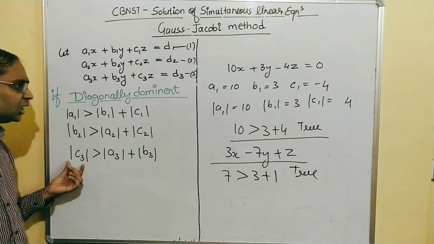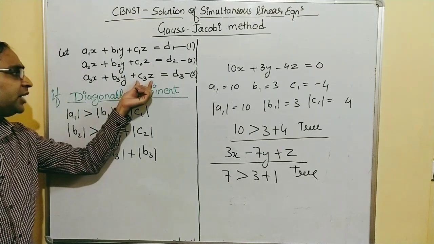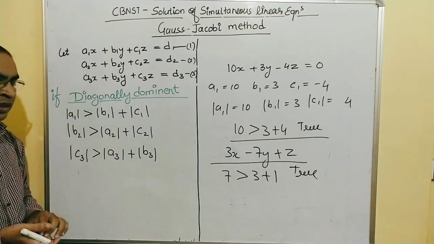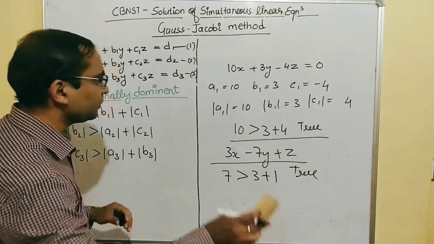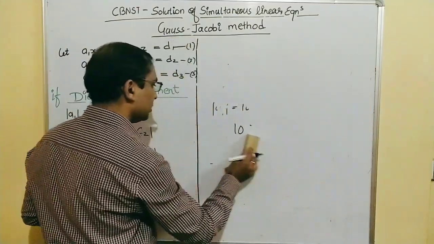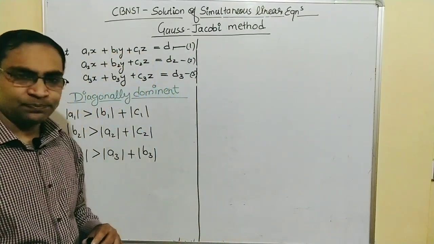Similarly, in the third equation, the absolute value of c3 should be greater than the sum of the absolute values of the other constants. So this is the primary condition. If the equations satisfy this, then we'll say that this is following the diagonal dominancy, right?